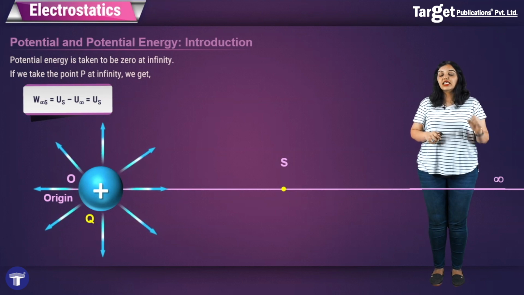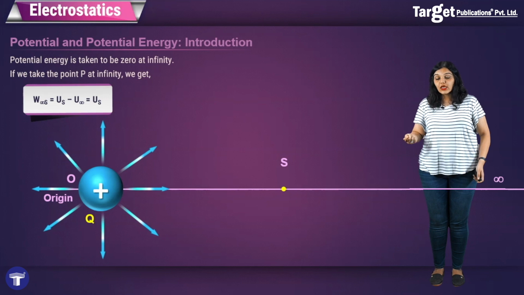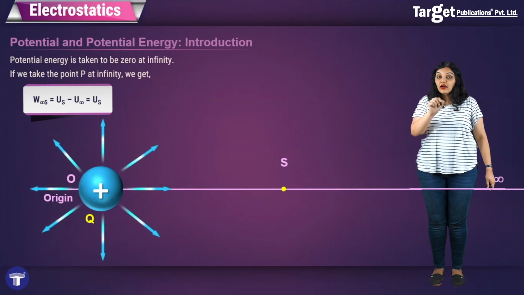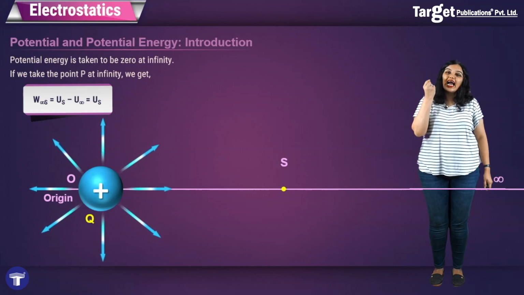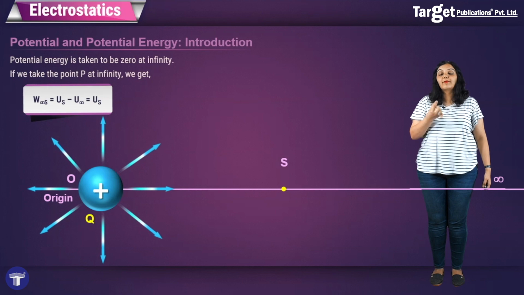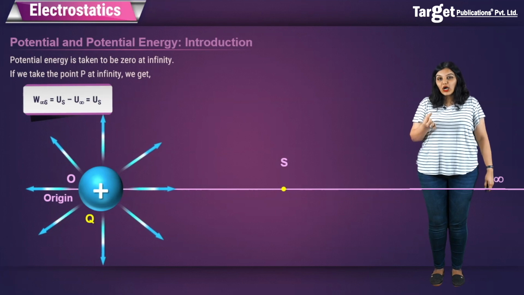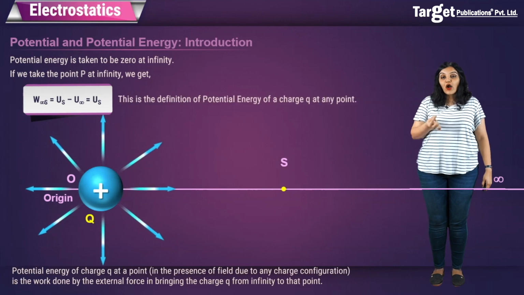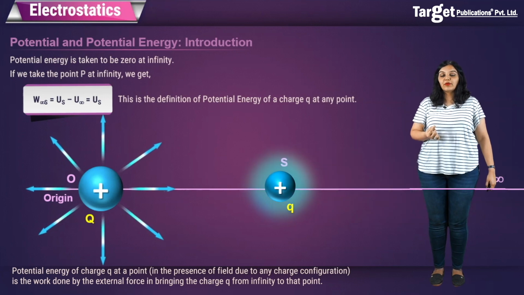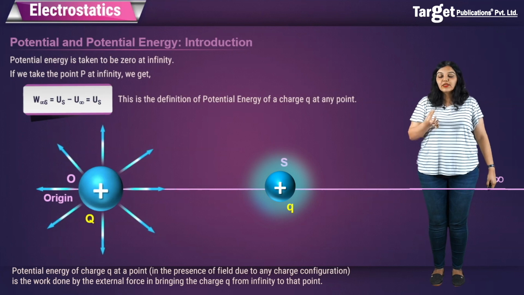This defines the electrostatic potential energy at a particular point. Previously, we defined the potential energy difference between 2 points. Here, I am defining the potential energy at a single point. So the potential energy at a single point, the point S, is nothing but the work done in bringing a charge from infinity to this point S. As you can see from the formula, W infinity to S is equal to US. So US is the potential energy at a single point S.